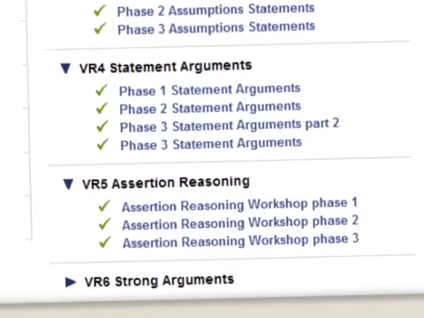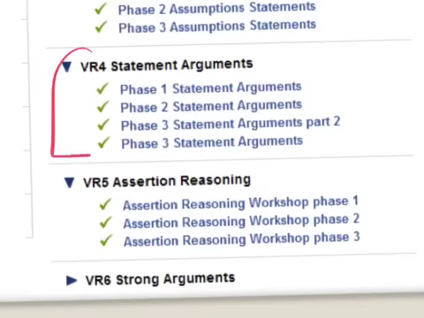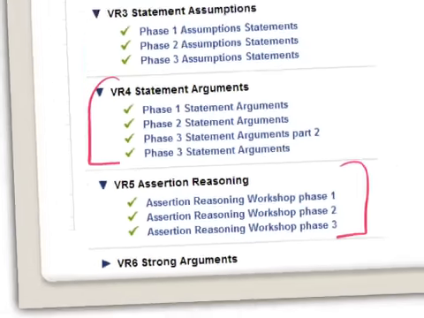Statement assumption, phase 1, phase 2, phase 3. Statement argument, phase 1, phase 2, phase 3. Assertion reasoning. So like this, all the topics have phase 1, phase 2, phase 3.